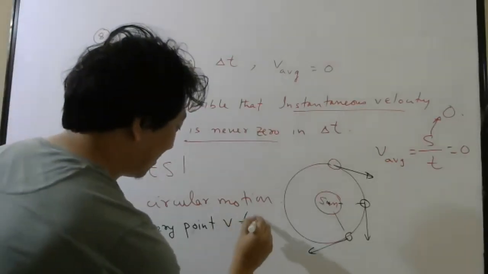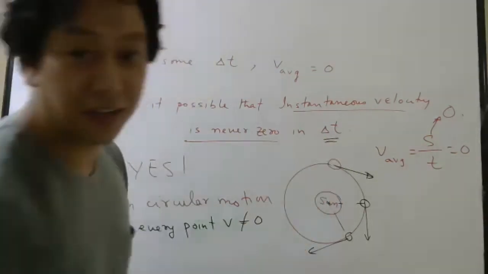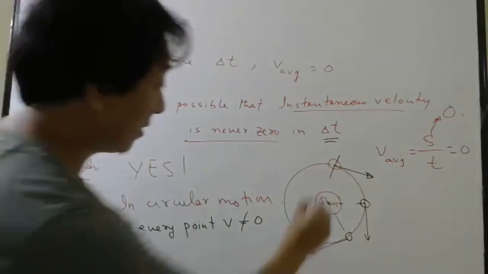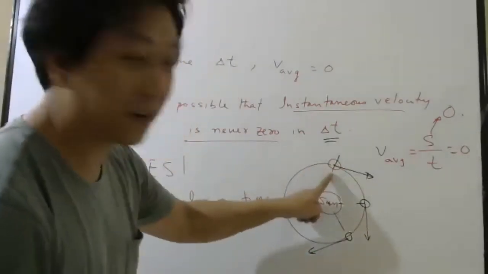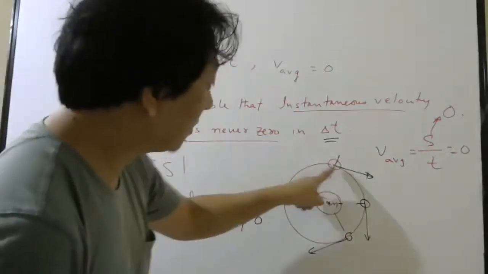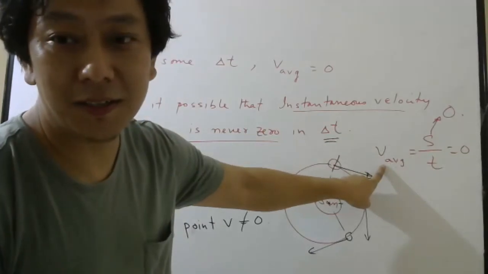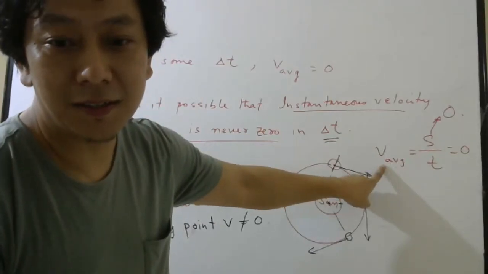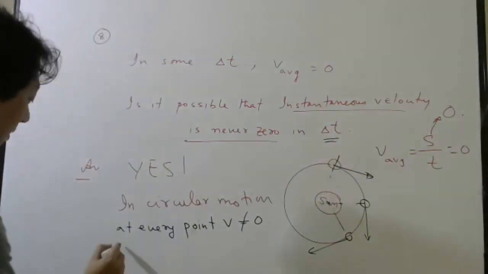Velocity is not 0. But if I take this interval from here back to here, what will be the displacement? From here back to here. And if displacement is 0, what will be the average velocity? If displacement is 0, what will be the average velocity? 0.